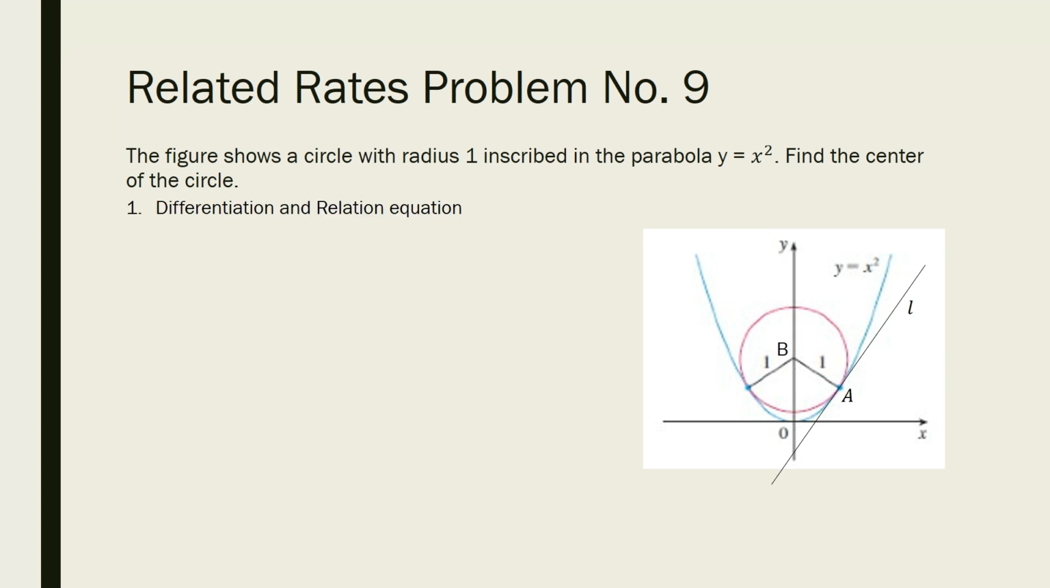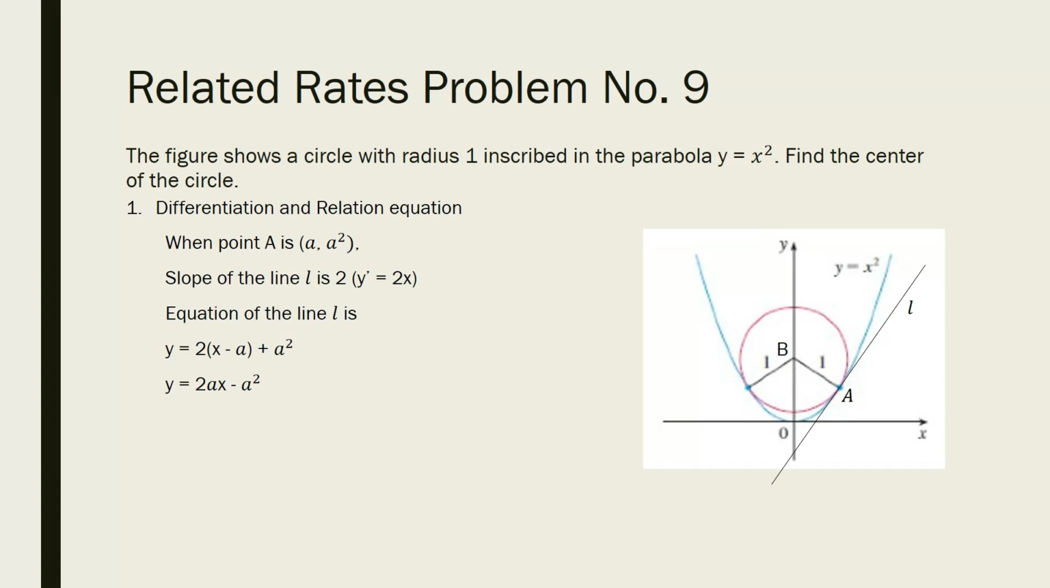For this question, we have to find the differentiation of the parabola y equals x squared to derive the relation equation we need. So when point A is (a, a squared), the slope of the line L is 2a, and we can find this by differentiating the parabola function, which is y equals x squared, and the derivative of it will be y prime equals 2x.